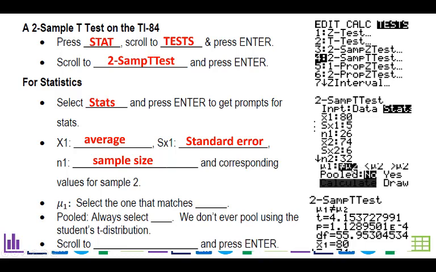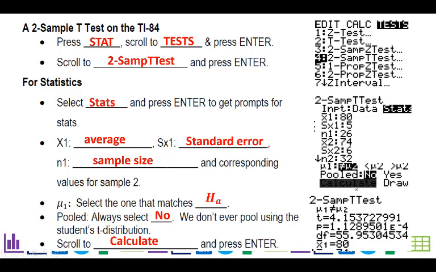Finally, you need to select the appropriate alternate hypothesis. So when you're comparing mean 1, is it just not equal to, less than, or greater than the second mean? Make sure it matches your alternate hypothesis. Pooled: always pick no. We don't want to jump in the pool, okay?